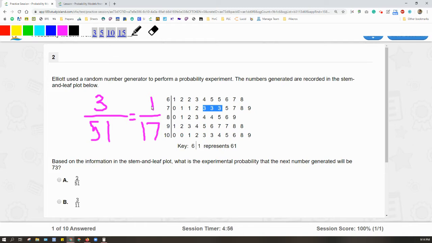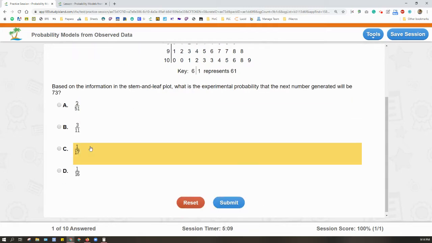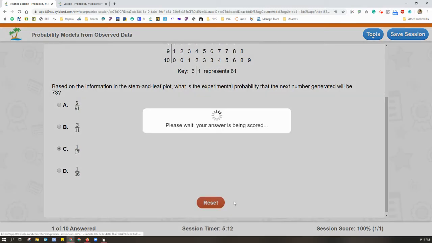And the reason we have 1/17th is because we got 73 3 times, 1, 2, 3, out of 51 total attempts. 3 out of 51 is 1/17th. So we'll go ahead and find that answer. And there it is, C, 1/17th.